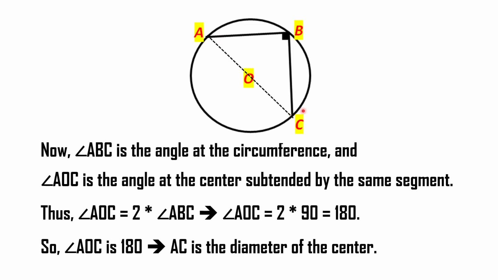AOC is the angle at the center and ABC is the angle at the circumference. Since the angle at the center is double the angle at the circumference, AOC is 2 into 90, or 180. So AOC is 180. That means AC is a straight line. When angle AOC is 180 degrees, AC is a straight line, and here AC is the diameter, because the angle in a semicircle is a right angle. So the required angle AOC is 180 degrees.